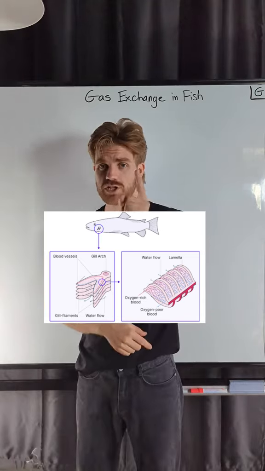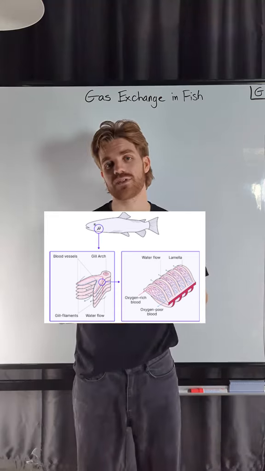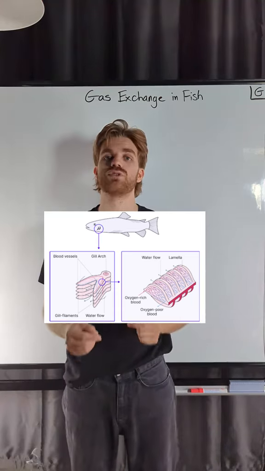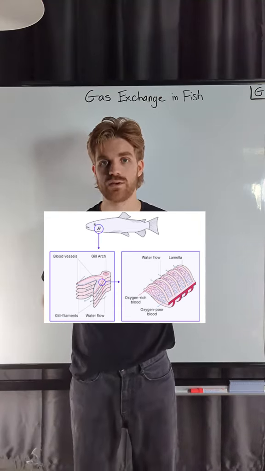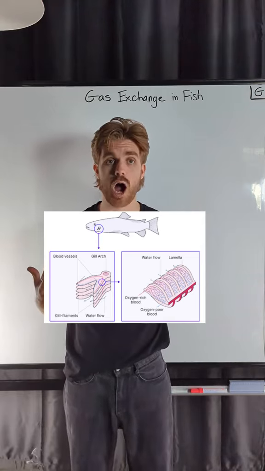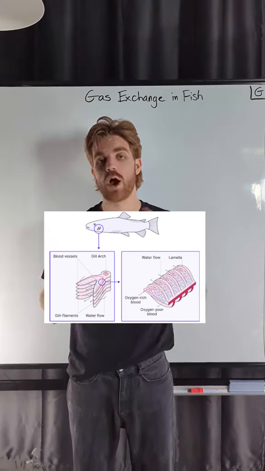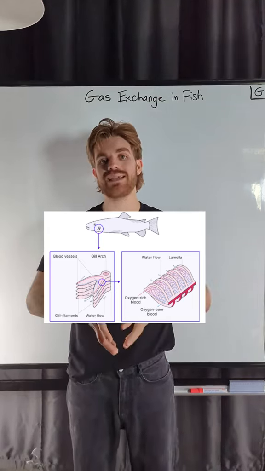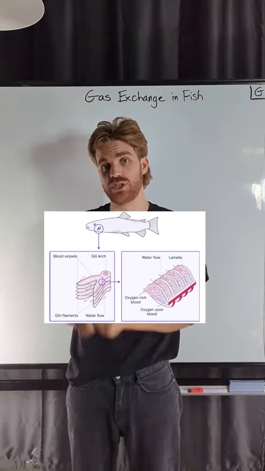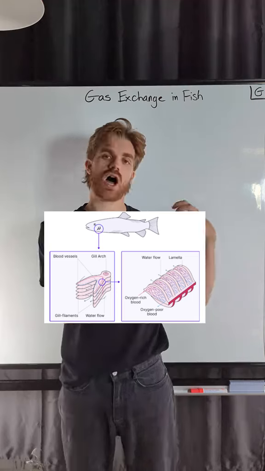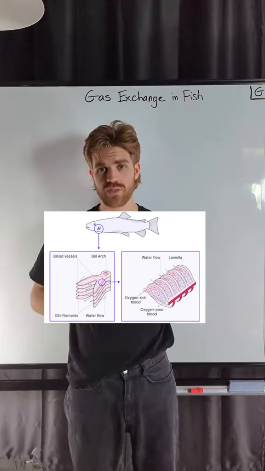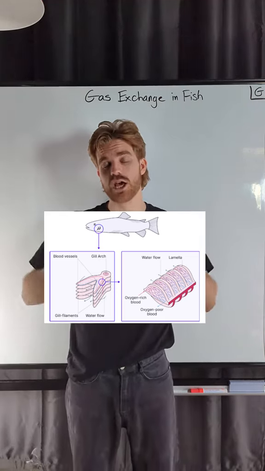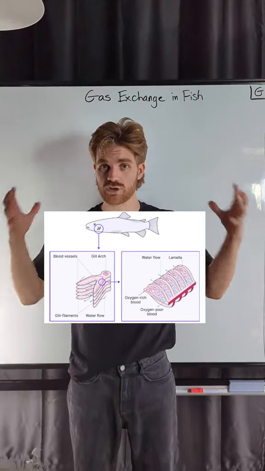Now, there's one other feature that most students forget, and this is the fact that the fish have to pump the water over their gills. When a little goldfish is sat there going, oh, oh, oh, what it's doing is pumping the water over its gills to replace any oxygen depleted water with fresh water that's got a higher concentration of oxygen. And what that's going to do is maintain the concentration gradient even greater.